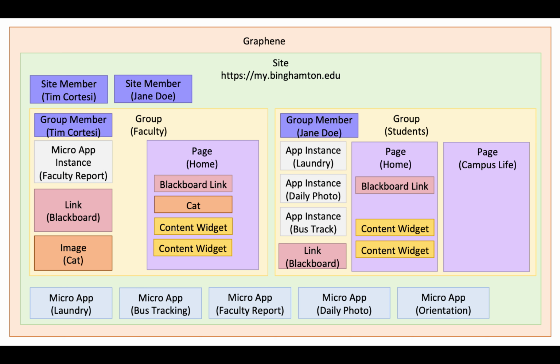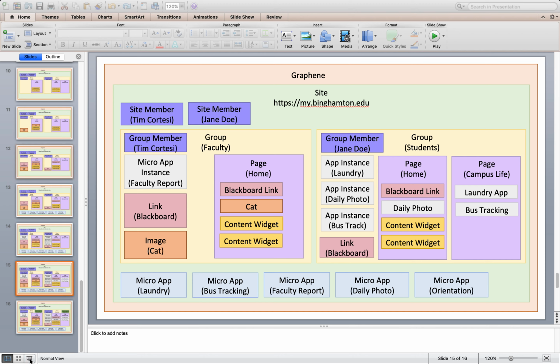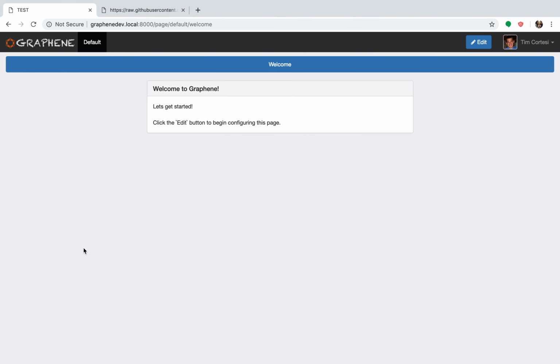So we've got app instances within the groups, and then if we want to define app instances on a particular page within a group, we can do that as well, but only after we've defined the app instance in a particular group. And this is all important to manage permissions and make sure that people can't have access to things that they really shouldn't have access to. So let's take a look at what that looks like within a vanilla instantiation of Graphene.